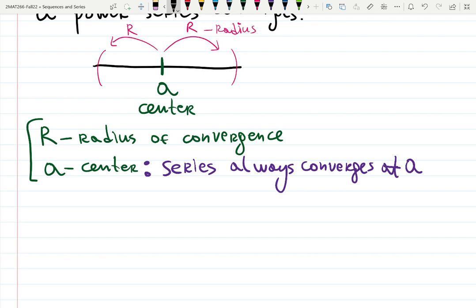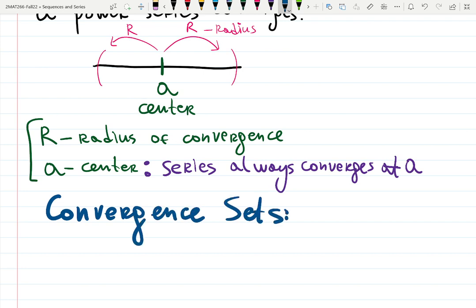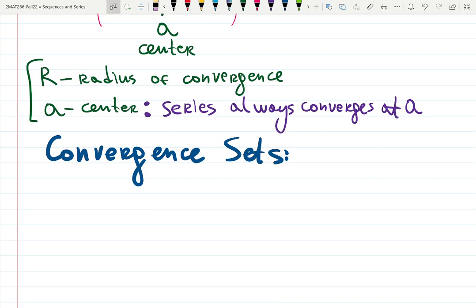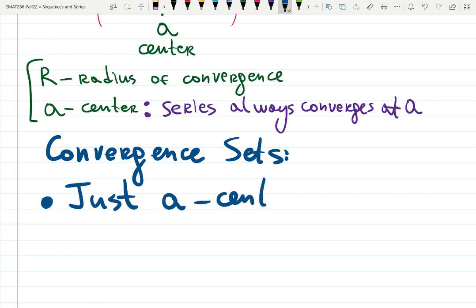So let's do that. We're going to have cases of a convergence set. Let's see what is happening. We might have just A, the center. The series might be so mean that it is only safe at the center. The moment you step away from the center, it blows up. Even if the step size is super tiny, 0.0001, step away, and everything blows up.